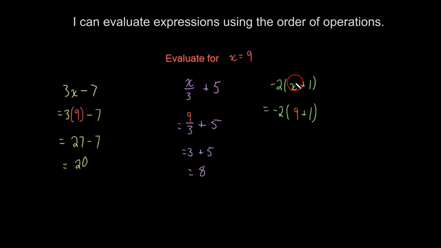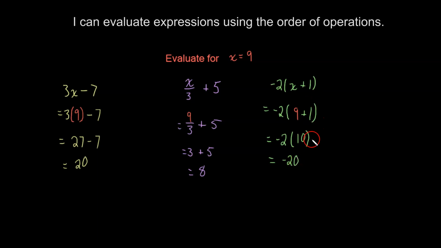Okay, so now we have substituted 9 in for x, and we know our order of operations tells us that we need to do everything in the parentheses before we can multiply. So I'm going to write negative 2, and then in parentheses, 9 plus 1 is equal to 10. Okay, so negative 2, and then in parentheses I have 10 right next to it. That just means negative 2 times 10. And I know negative 2 times 10 is equal to negative 20.